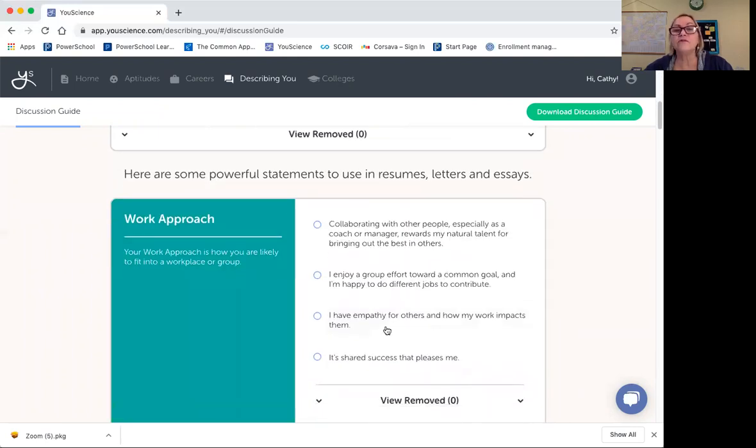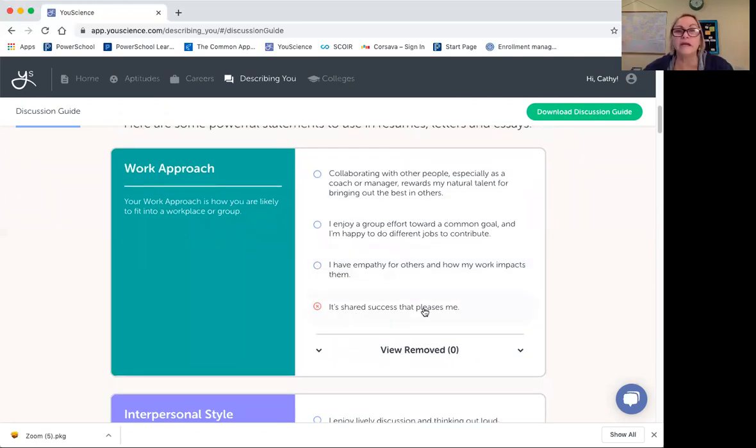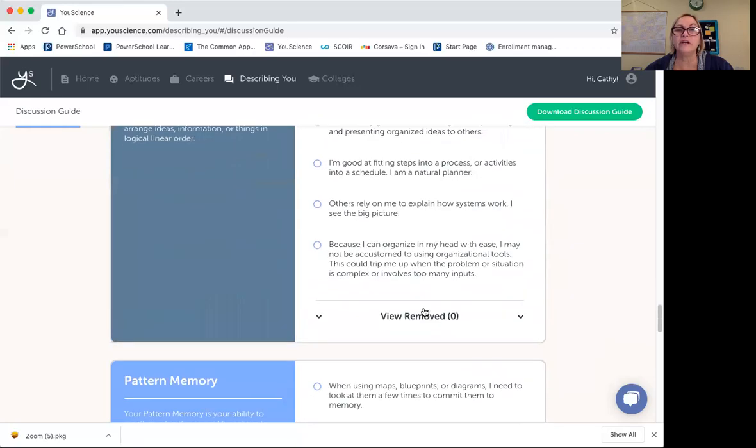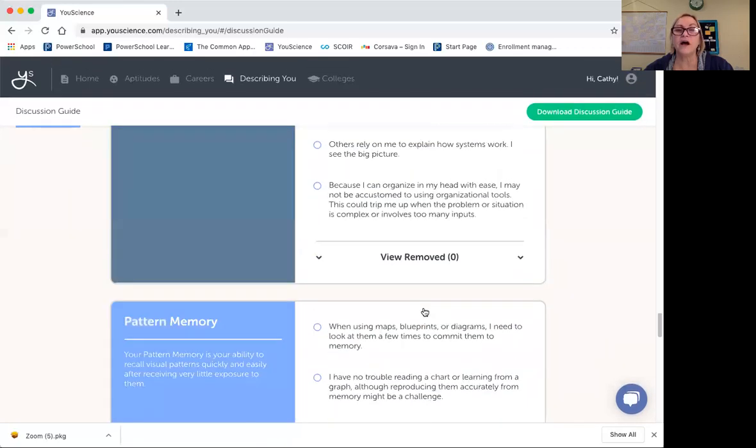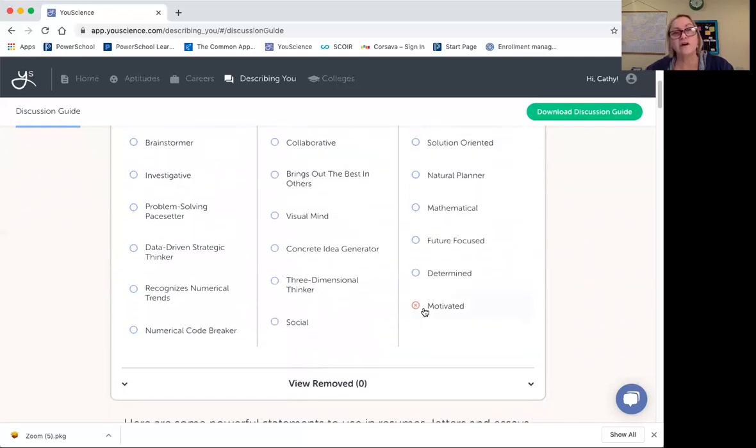Further down, there's full sentences. So my work approach, it's shared success that pleases me. Put it in your own words, but that idea is something that you could write about yourself. And if you scroll down, you can see just thing after thing after thing, ideas for how you can talk about you in a positive light that's authentic. And somebody else kind of came up with the words for you, so you can go with that and not feel stuck. So anyhow, that is basically YouScience.